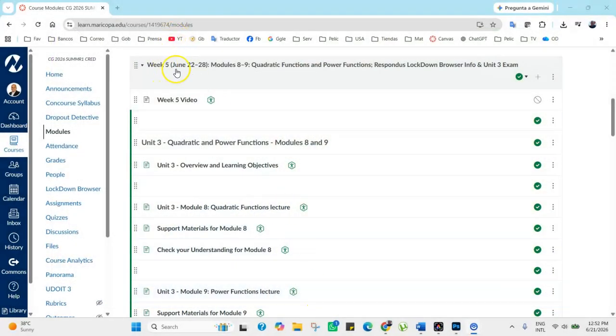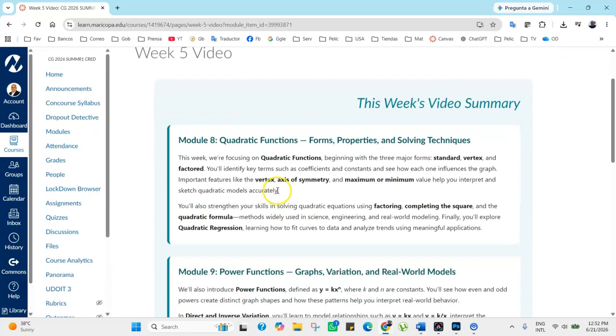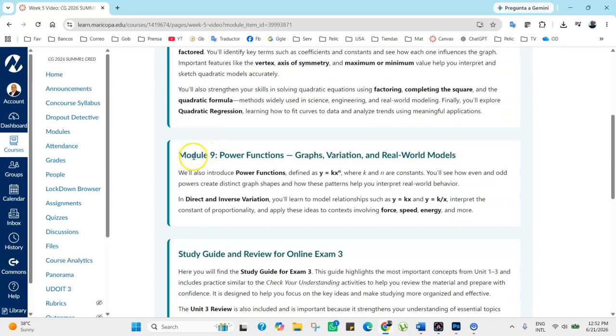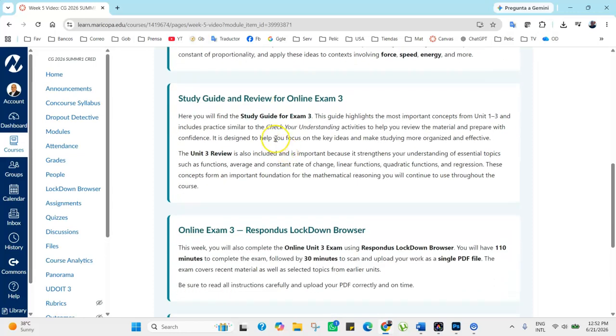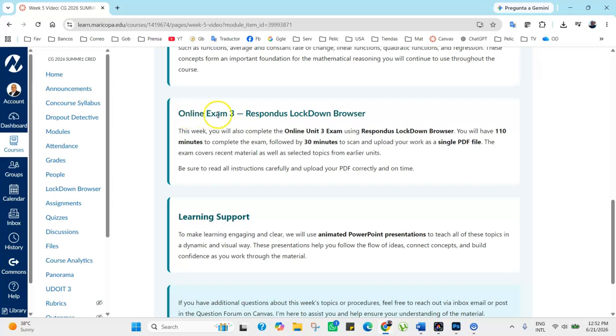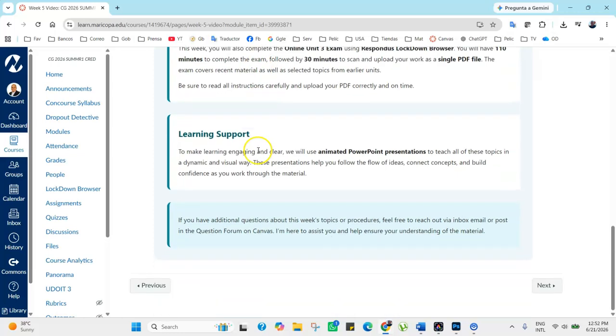So this is week 5, from June 22nd to June 28th. This week we're gonna cover module 8, which is quadratic functions: forms, properties, and solving techniques for quadratic functions. Also, we're gonna cover module 9, which is power functions: graph, variation, and real-world problems. And also this week, we're gonna have exam number 3. Same way, use Respondus Lockdown Browser and the webcam.